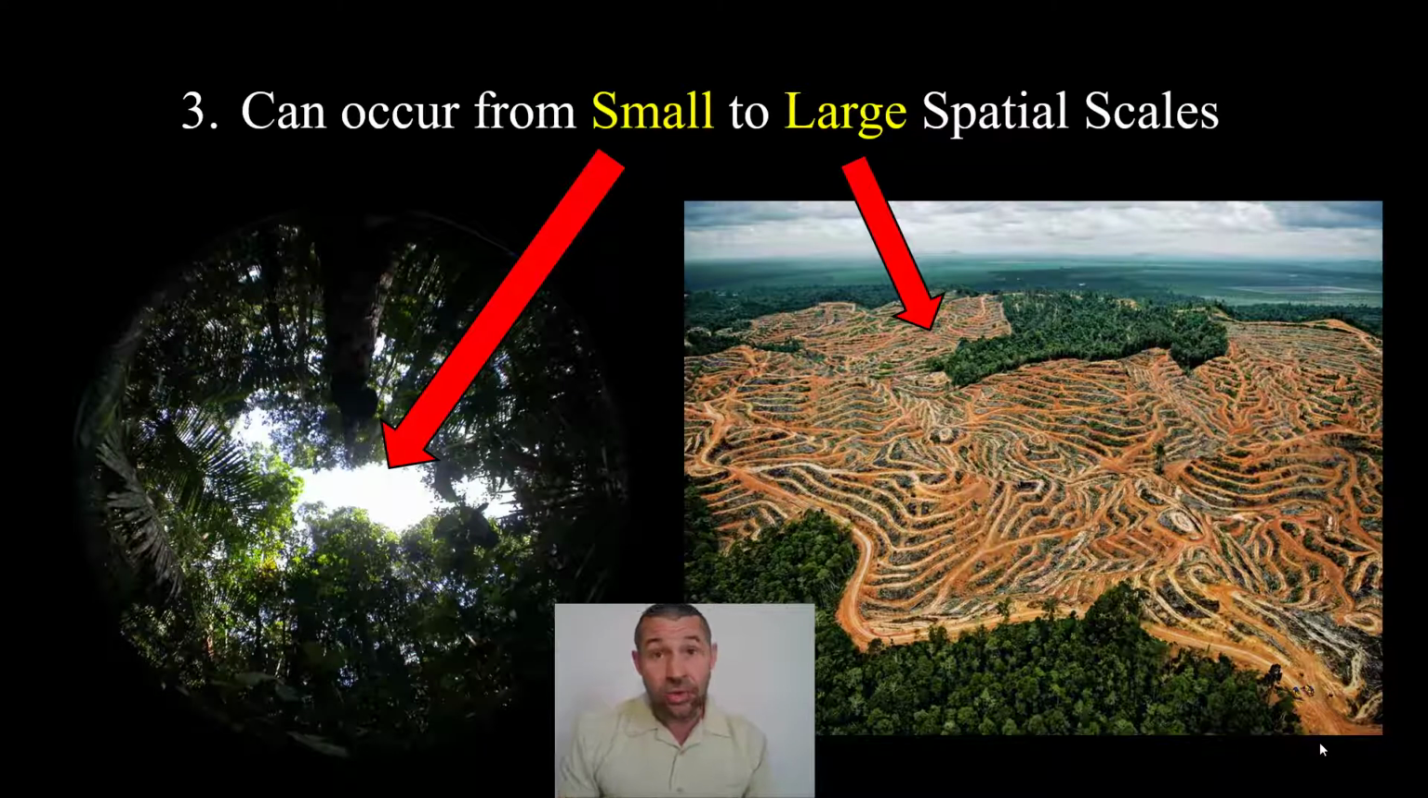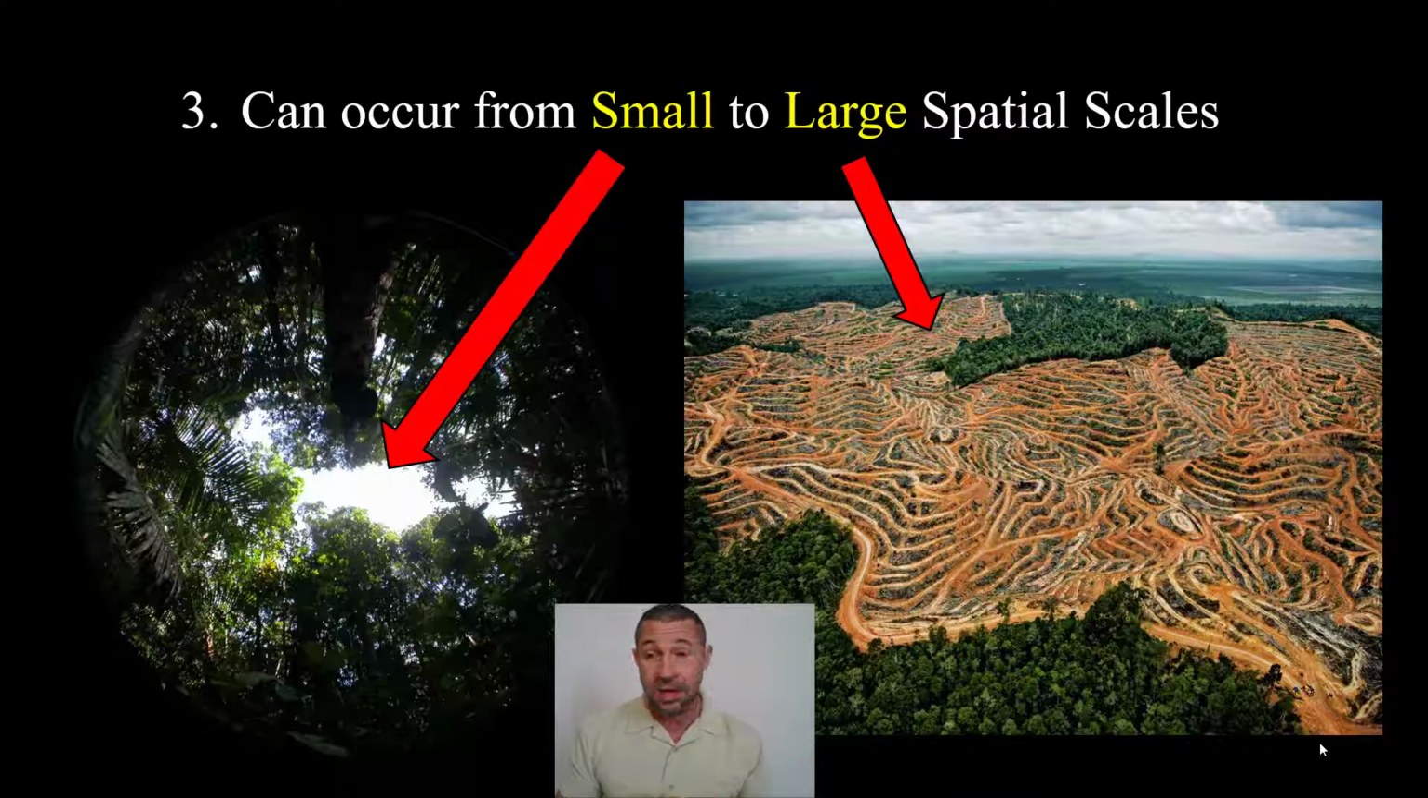An ecological disturbance can occur from small to large spatial scales. So consider in a tropical rainforest where there's lots of competition for light. When an ancient large tree is blown over by the wind, it creates a small patch of sunlight. And it's going to start this process of ecological succession on the forest floor.